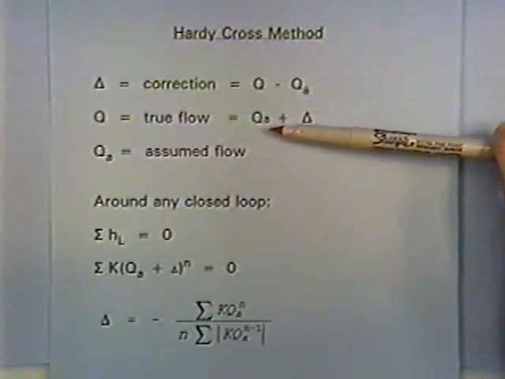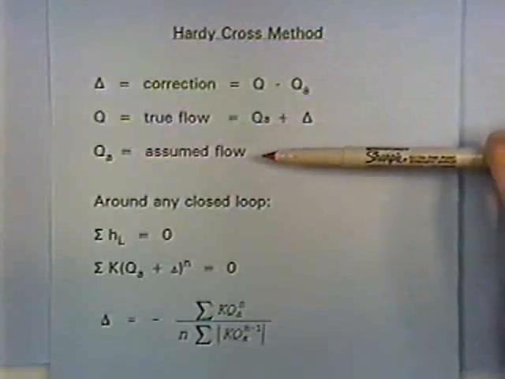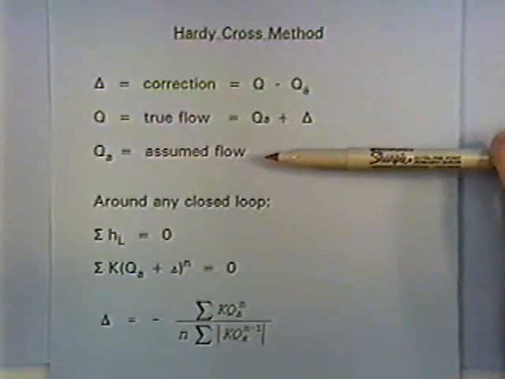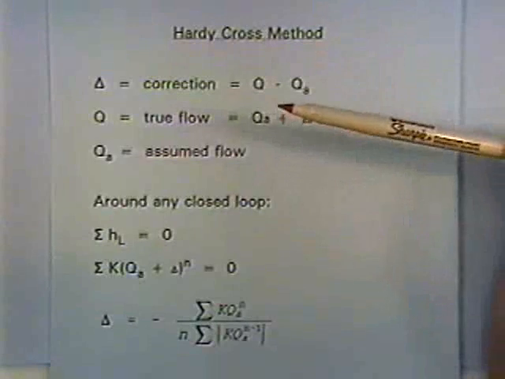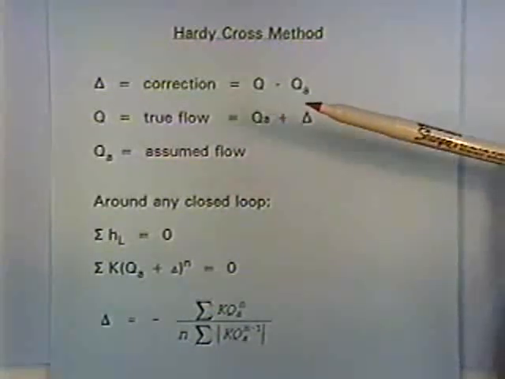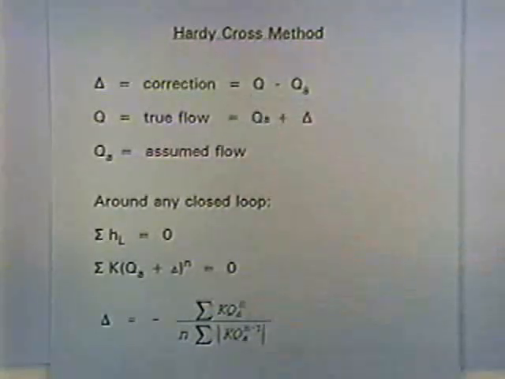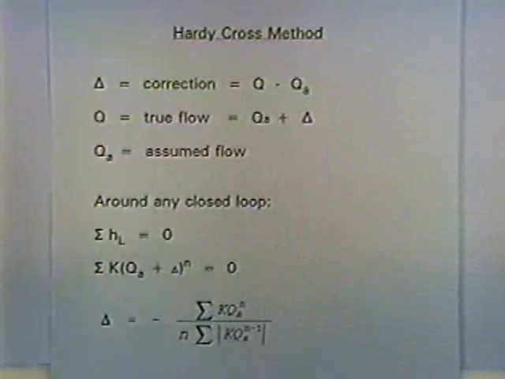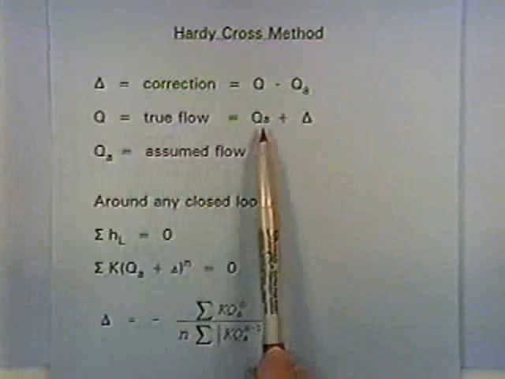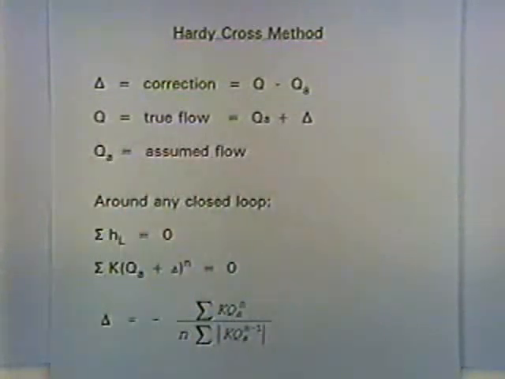And so QA is an assumed flow. It's our best estimate so far in the iterative computations. Now the true flow, which we don't know, we're trying to solve for that, is Q. And so at any point in the iterative computations, we're off by Q minus QA. And so delta is going to be an estimate of the correction factor. And so the true flow is our assumed flow plus the correction factor.